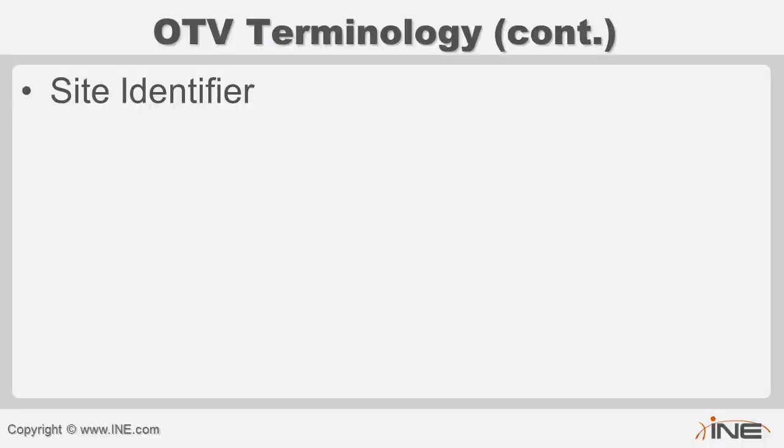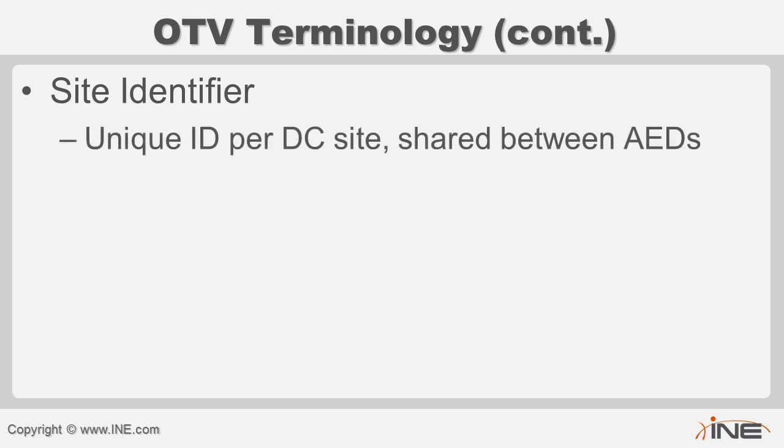Okay, next we have the OTV site identifier. This is used as a basic loop prevention technique to make sure that if a packet were to go out and to come back in, I'm not going to receive my own packet since I'm part of that same site. So when we're configuring this, we need to make sure that it's a unique identifier per site.